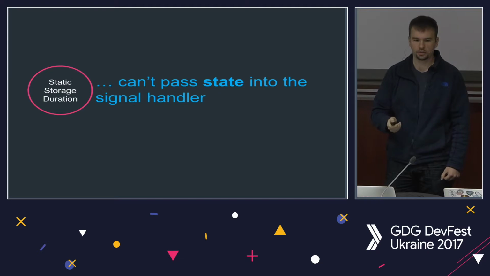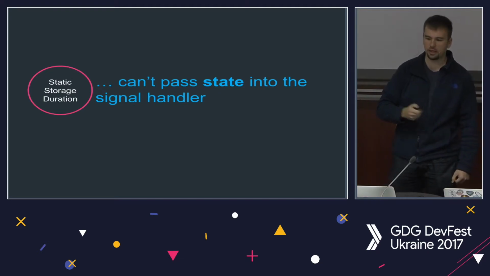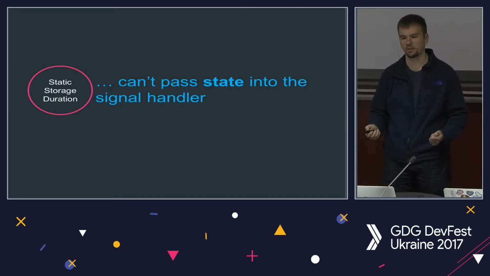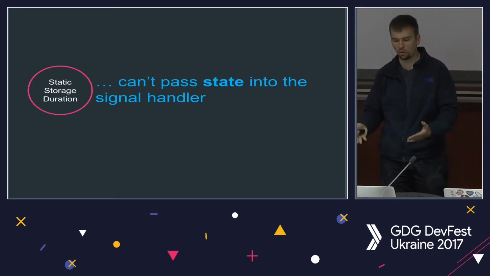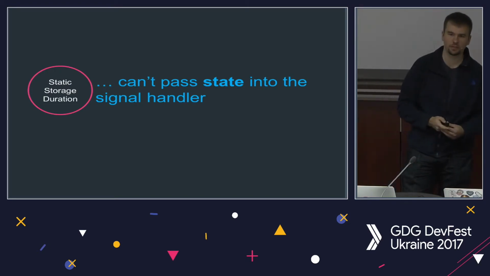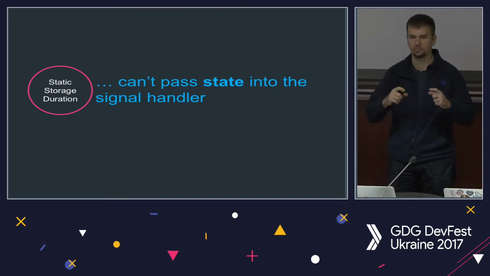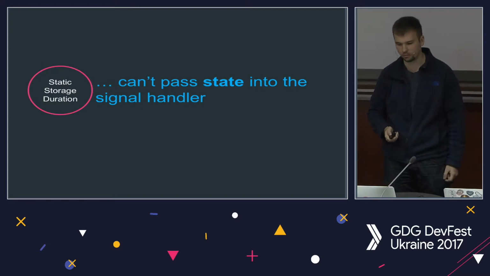What this constraint means for us is that we can't pass any state into our handler. An example of some state that you might want to pass in is the file name of the file that you want to write the crash to, or a handle to the sensor manager in case you want to get the orientation of the device at crash time, which is something that may be useful to you.